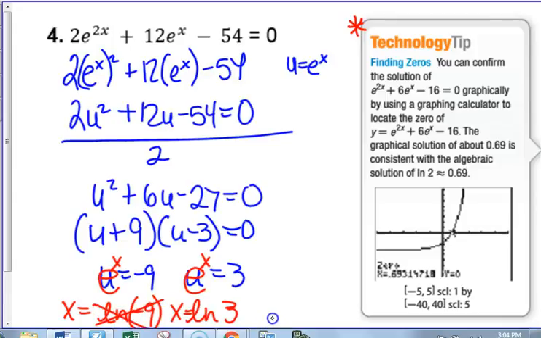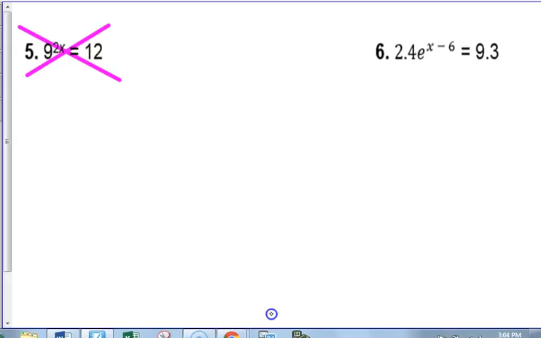All right, so the answer is ln of 3. Are we good? Everybody good? Okay. All right. We okay? Number 5 I crossed out just because I thought we had enough practice. What do we got to do first on number 6, though? Yeah, we do have to divide.